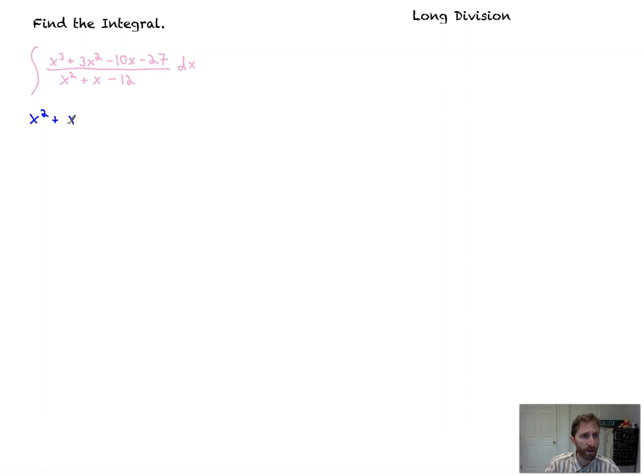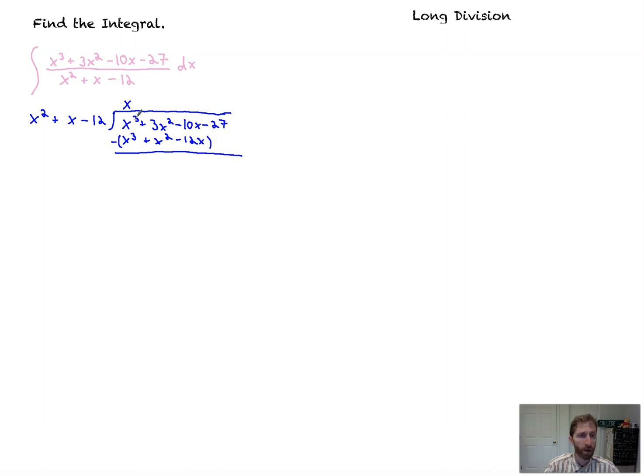So it's basically saying, let's divide x squared plus x minus 12 into all of this. So that's x cubed plus 3x squared minus 10x minus 27. This could be a rather lengthy problem because we're going to do that, then we're going to have partial fractions. You'll see. So x squared into x cubed is x, x times x squared is x cubed, doing the long division. x times x is x squared. That's plus x squared. And x times negative 12 is negative 12x. And we're going to subtract all of that.